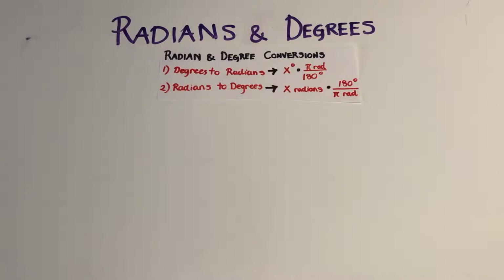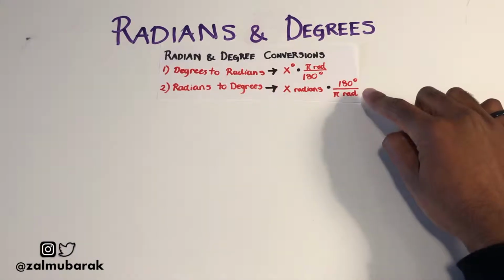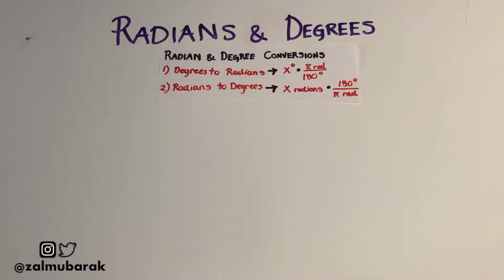Looking at number one, to convert from degrees to radians, you're going to take your x amount of degrees and then multiply it by pi radians over 180 degrees. For number two, you're going to take x amount of radians and multiply it by 180 degrees over pi radians. Now without further ado, let's look at a couple of examples.